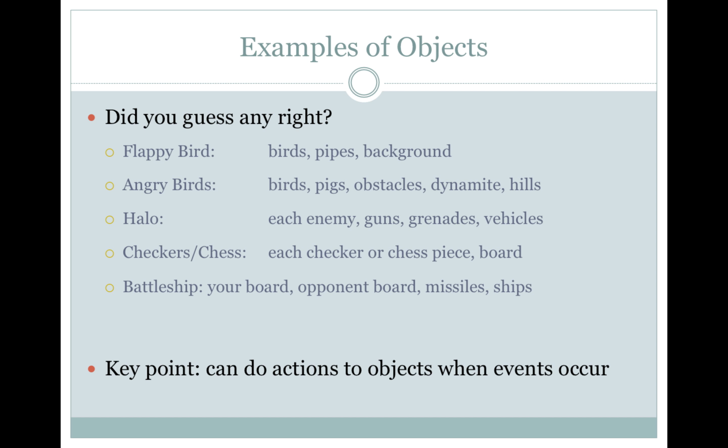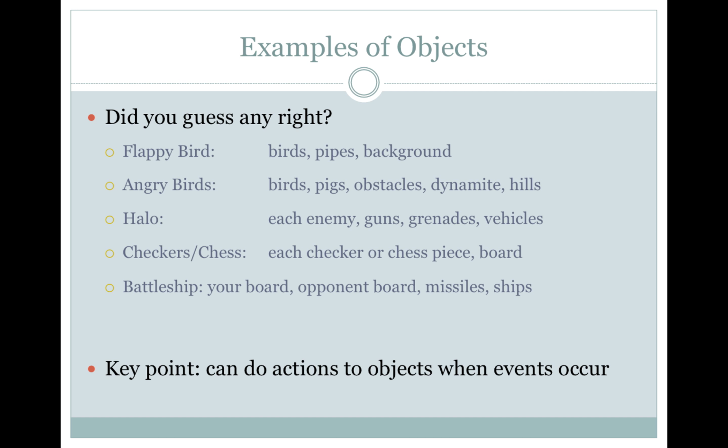And then just one key point to remember before you start on this project: we can do actions to objects whenever events occur. So what's an event? Events are like clicks or tapping the spacebar or just anything, right? An event occurs, and then based on that event, we do actions to each of these objects, okay? So that's a brief overview, a super introduction to objects, what they are, and why they're important, okay?